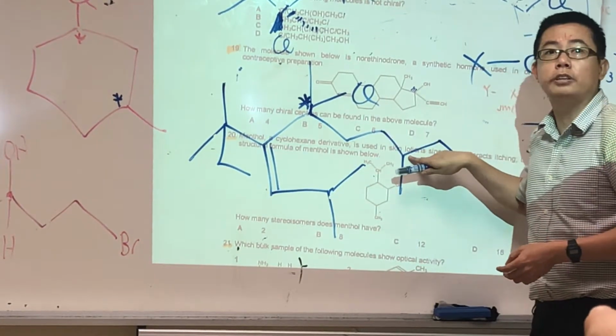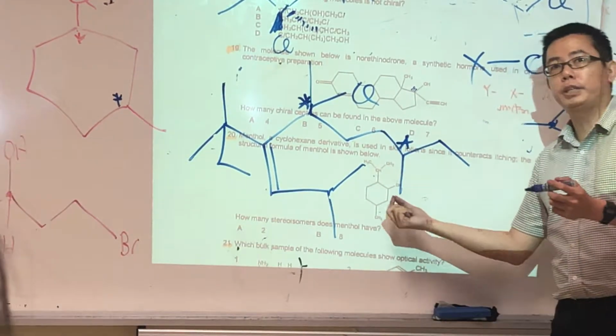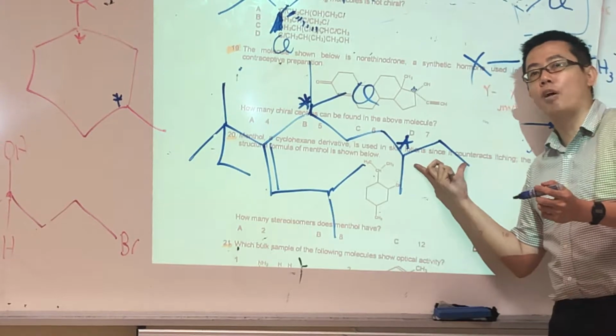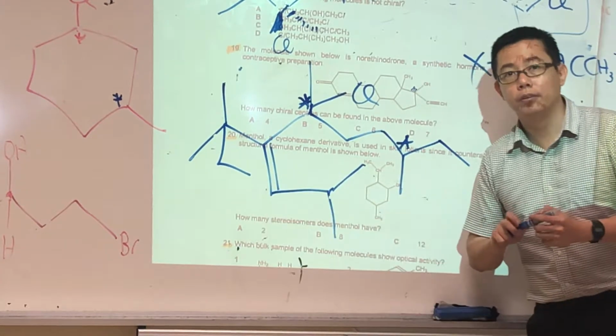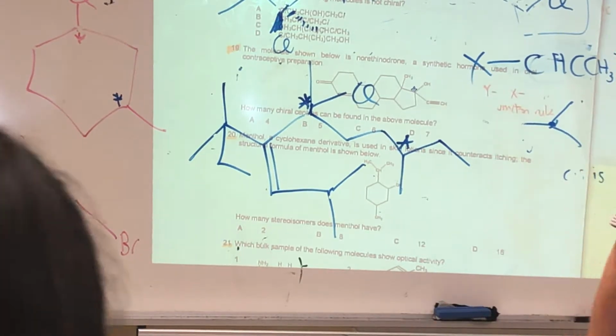How about this Y junction? Yes. It is first group H, second group methyl, third group ethyl, fourth group a gigantic group. So this is chiral. So there are 2 chiral carbons.